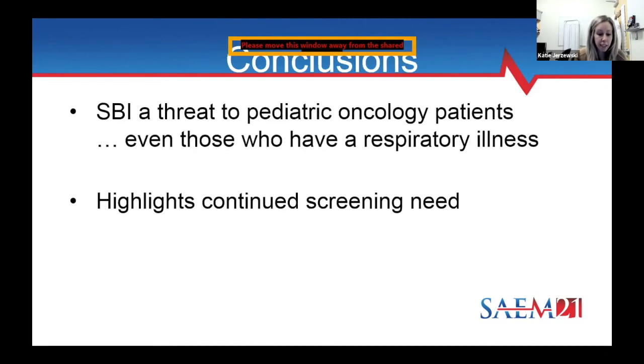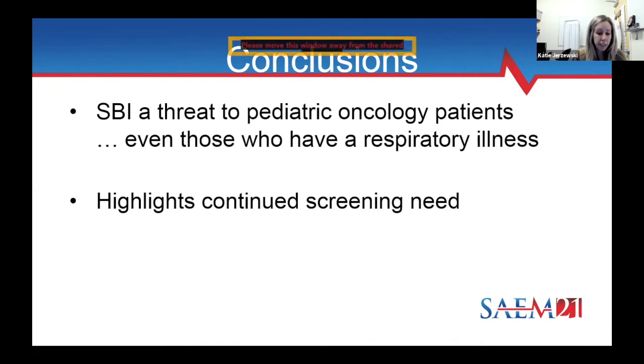SBI pose a serious threat to the safety of pediatric oncology patients. Therefore, anytime this susceptible population becomes febrile, our institution prioritizes broad testing and IV antibiotic coverage. During the study period, the rate of bacteremia was 5.1%.